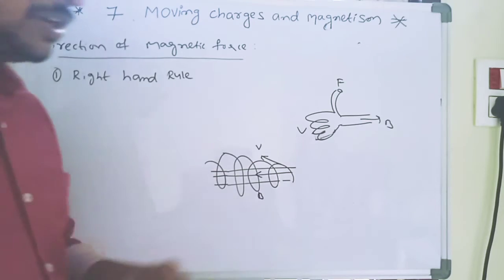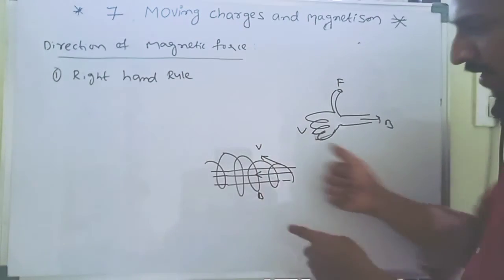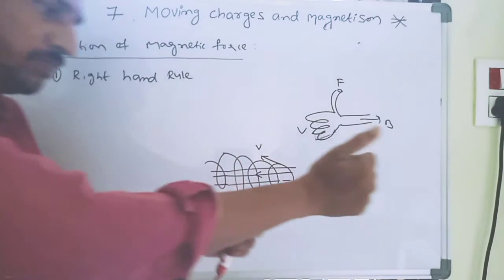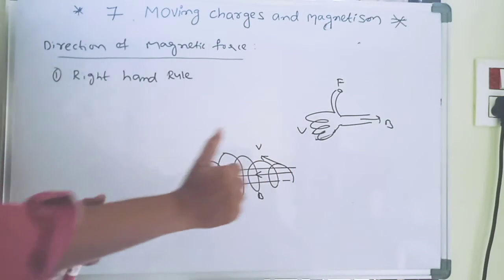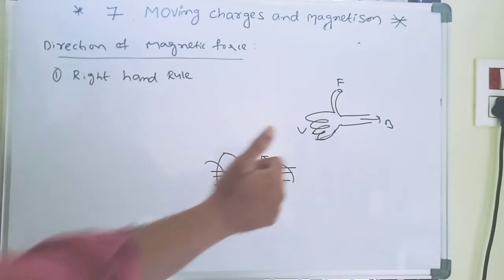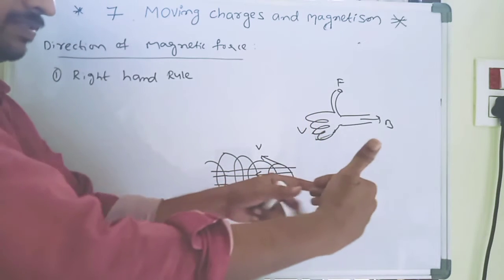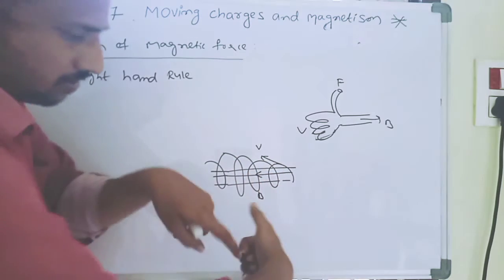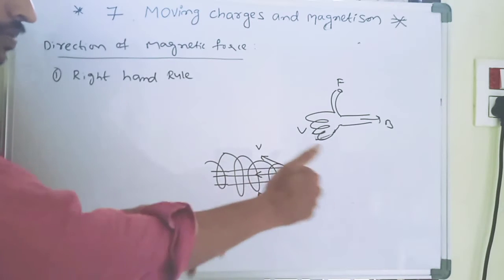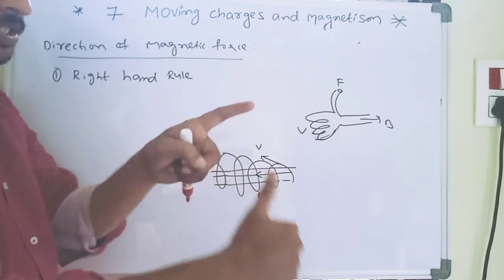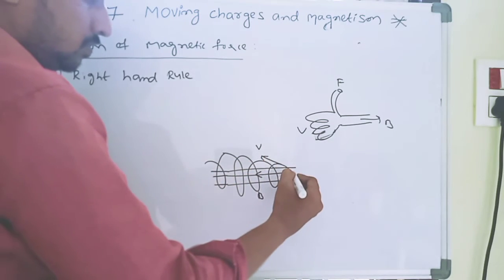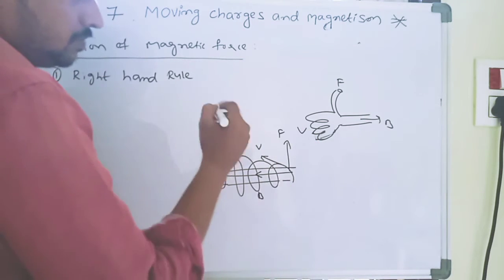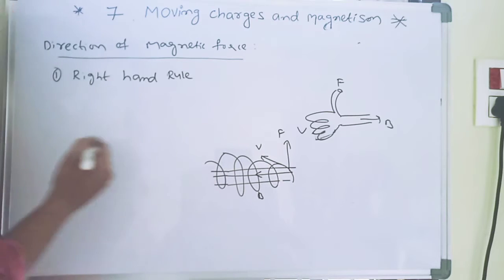According to the right hand thumb rule, this is the direction of the magnetic field, and this curved finger shows velocity, in this direction. Therefore, this thumb shows the magnetic force.